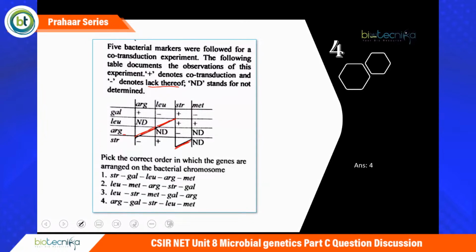Okay, now wherever co-transduction was seen, it is marked as plus. Wherever co-transduction was absent, it is marked as minus. ND stands for not determined. Now pick the correct order in which genes are arranged on the bacterial chromosome.